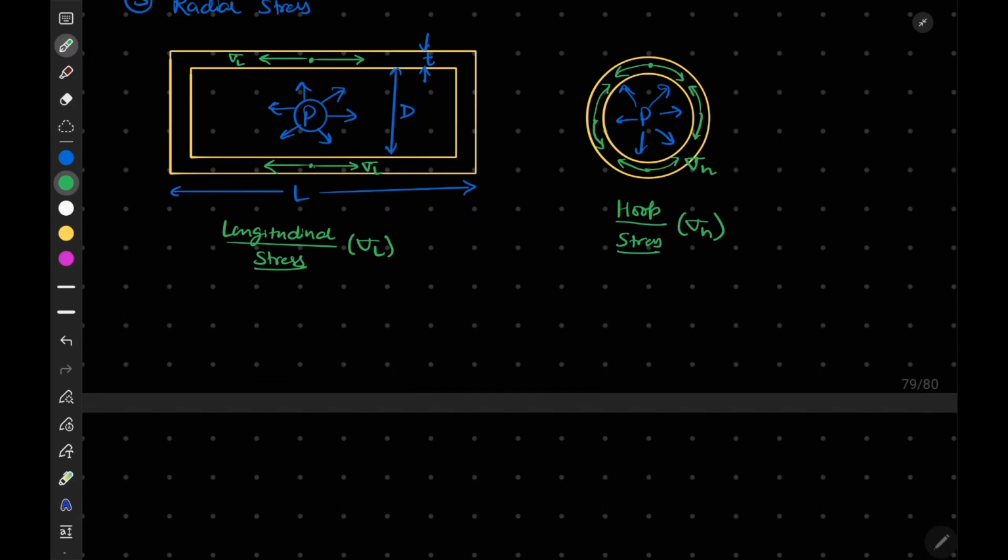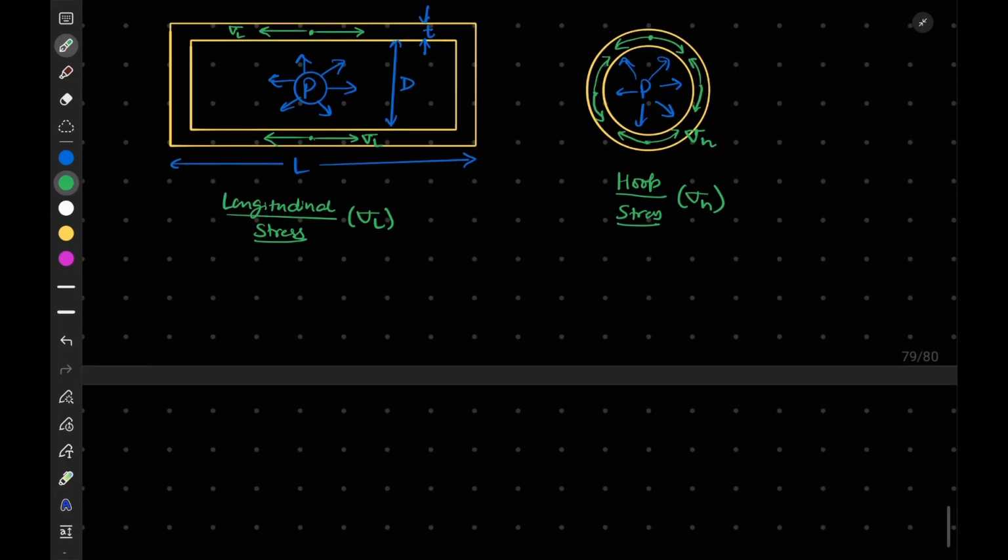Sigma H. Longitudinal stress acts in the direction of length, and hoop stress acts along the circumference, hence it is also known as circumferential stress. Now, let's say I want to calculate the value of sigma L and sigma H. Let me start from here.